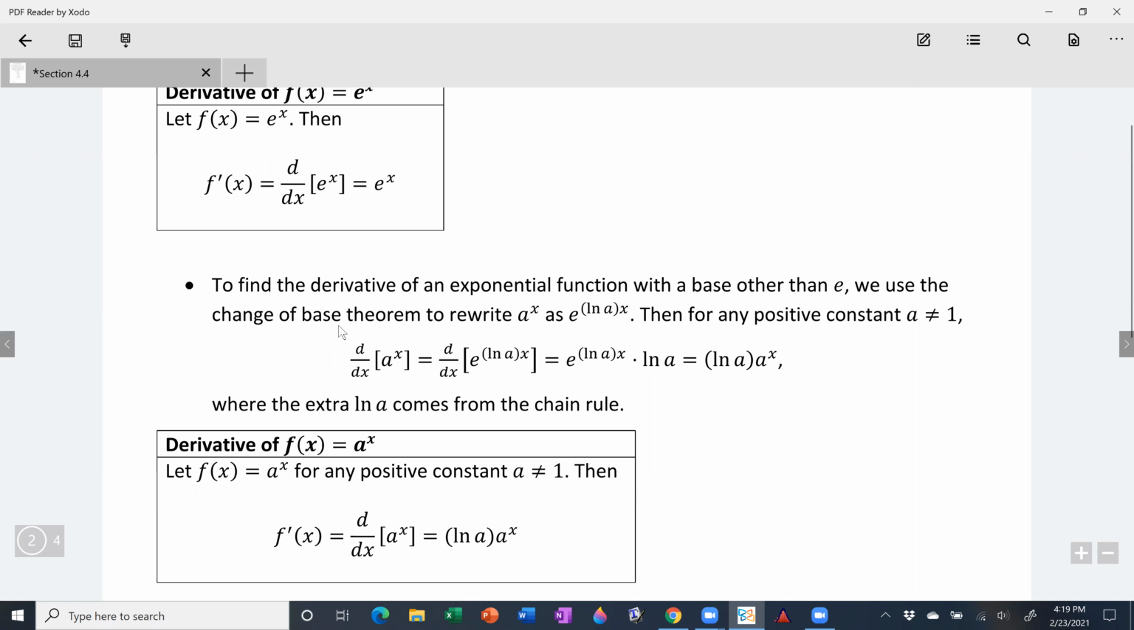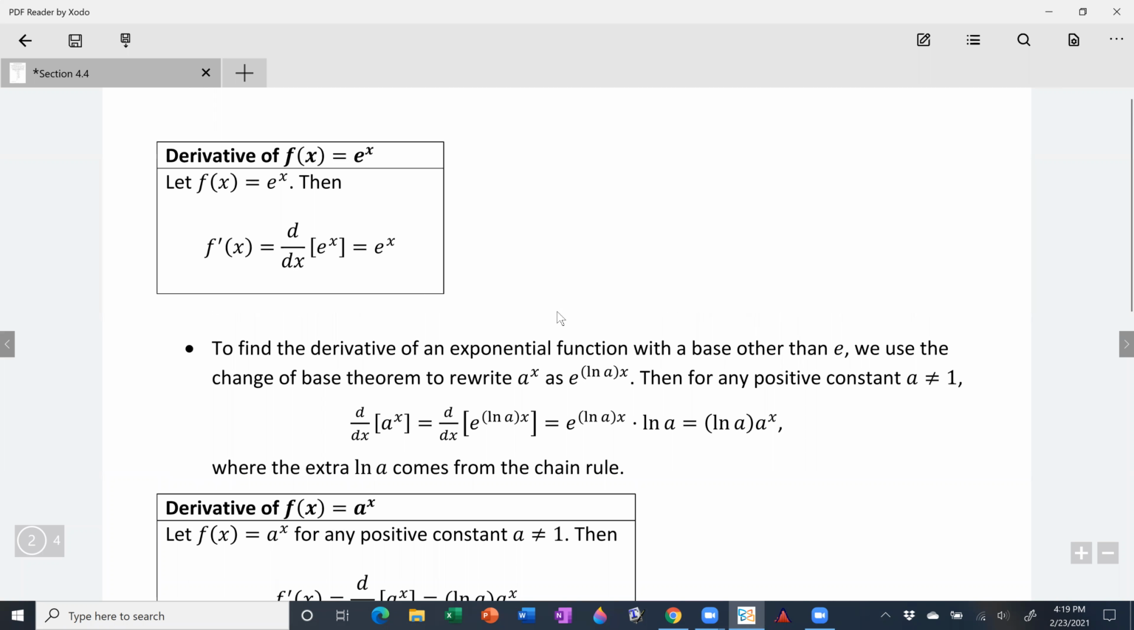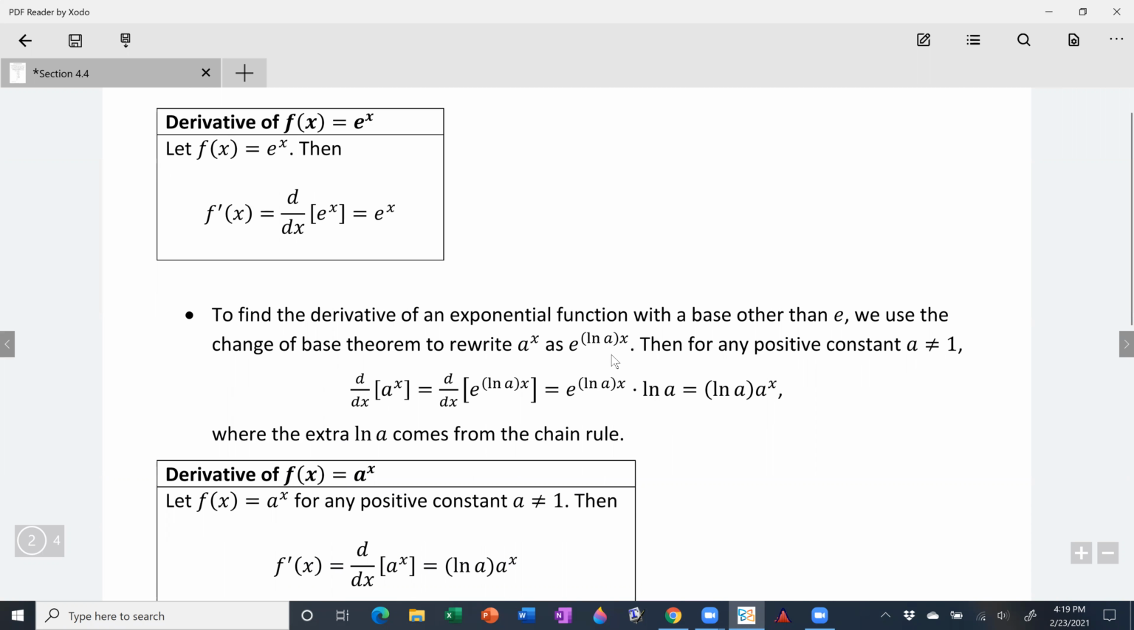So we're going to use that change of base theorem to rewrite a to the x. Remember that using the change of base theorem, you can write a, or any base, to the x as e to the (ln a)x. This is really nice because now we can just use the result that we just proved and find the derivative very quickly.